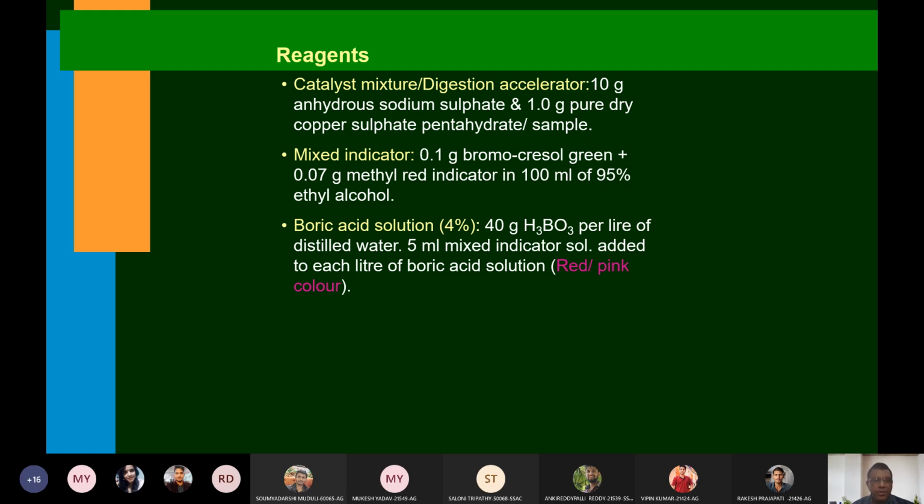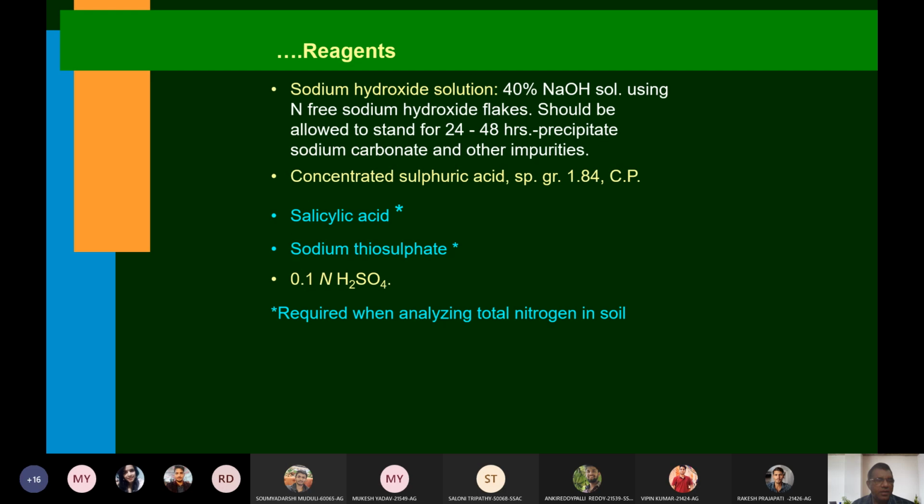And into this, you add 5 ml of mixed indicator extra over it, added to each liter of boric acid solution. So this is how these reagents are prepared. And next is your sodium hydroxide solution, which is used for distillation. It reacts with ammonium hydroxide.